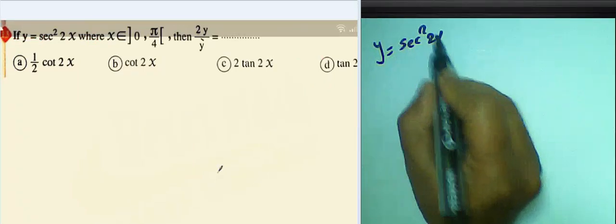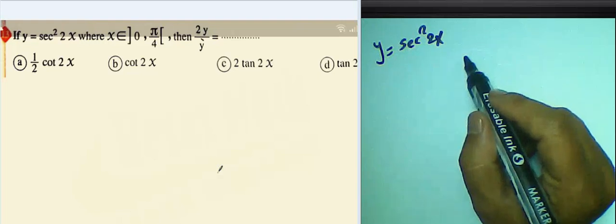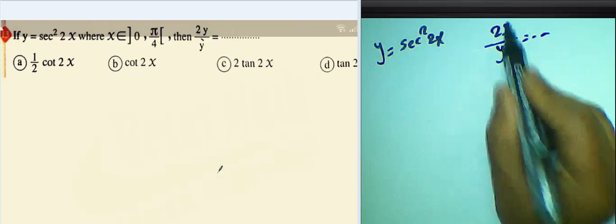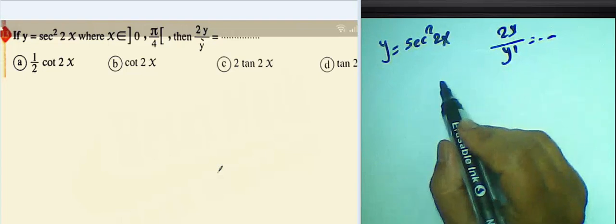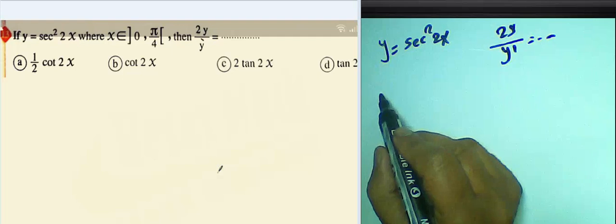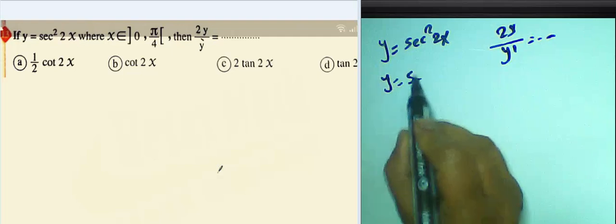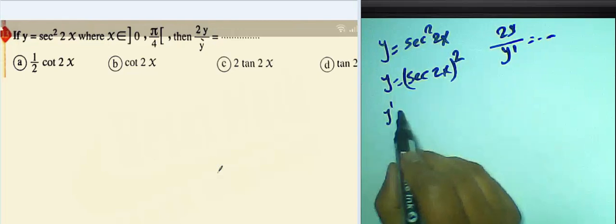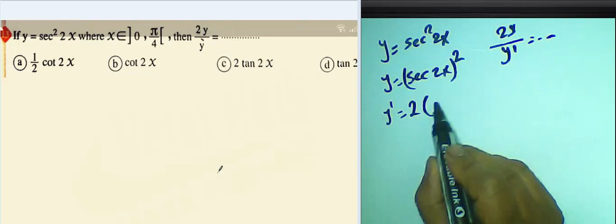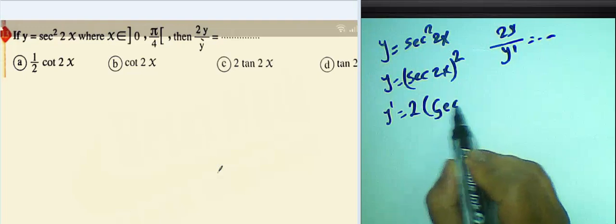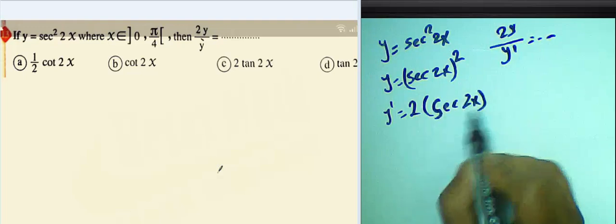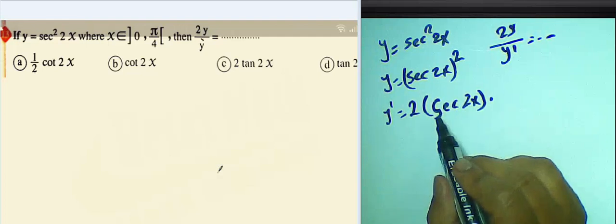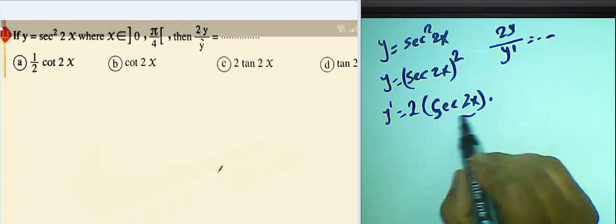sec squared 2x, where x belongs to 0 and pi over 4, then 2y over y dash equals what? Okay, we can find the derivative of this function. Y equals sec 2x, meaning this function all squared. Then y dash equals 2, drop the power, sec 2x multiplied by the derivative of this function. The derivative of this function will be 2.